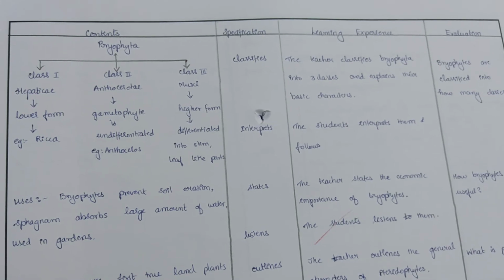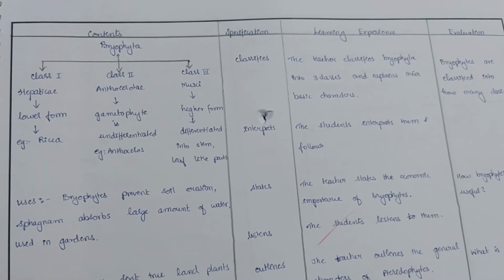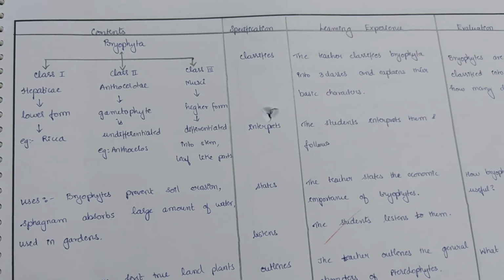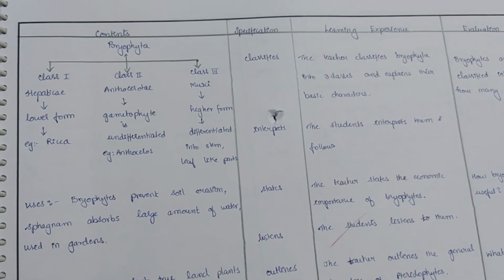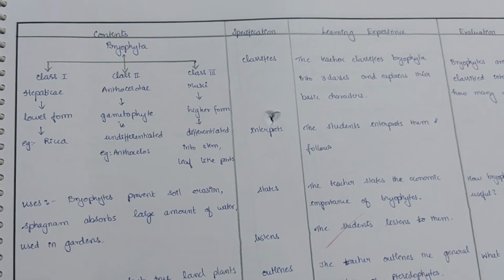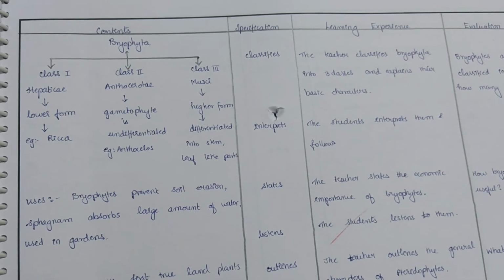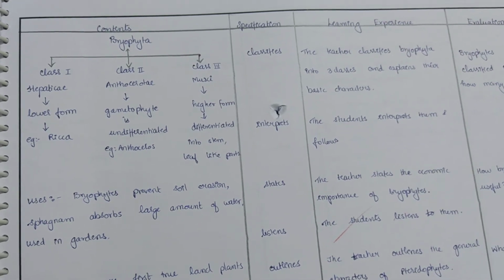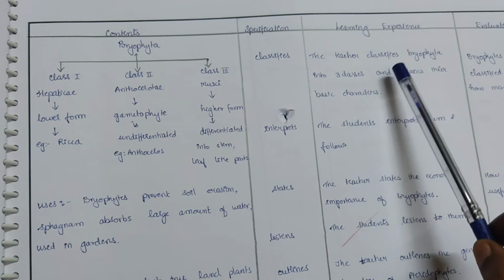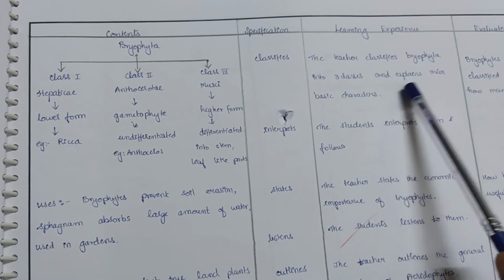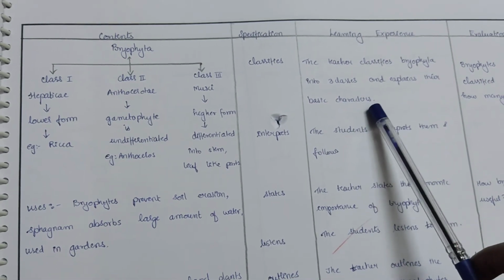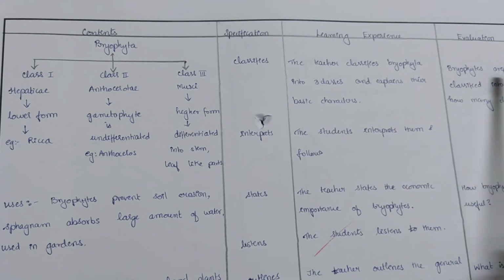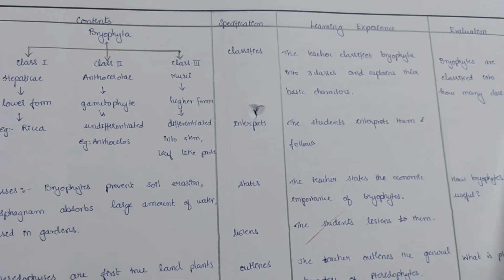Hepaticae is the lower form, example Riccia. Class 2 Anthocerotae, whose gametophyte is undifferentiated, example Anthoceros. Class 3 Musci, which is the higher form and it is differentiated into stem and leaf-like parts. So here the teacher classifies bryophyta into 3 classes and explains their basic characters. The student interprets them and follows. Bryophytes are classified into how many classes? You can put up this question.